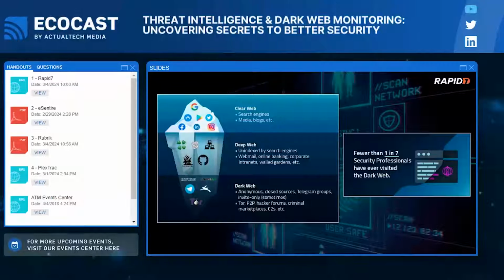And most of us have probably never visited the dark web. Even cybersecurity professionals, typically less than 1 in 7 have ever visited the dark web.